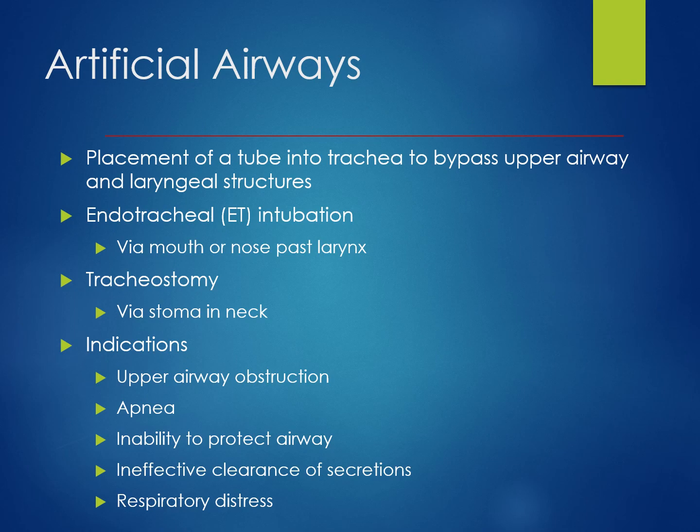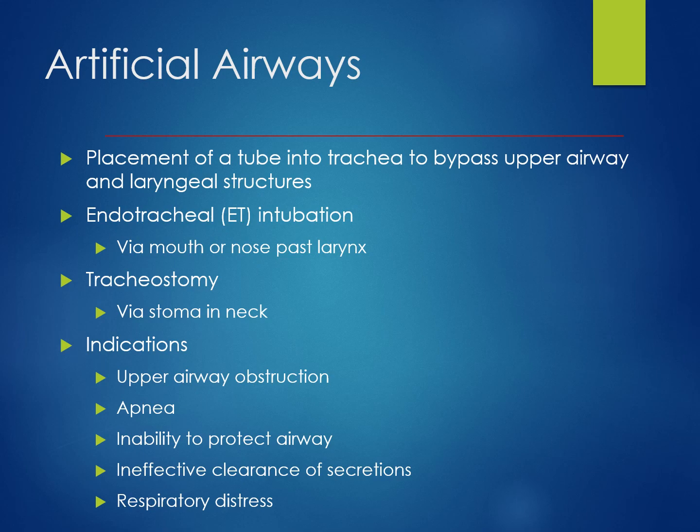So we look at our placement of a tube into the trachea, our ET tube, endotracheal tube. This goes via the mouth or nose, but you're going to typically see it go through the mouth past the larynx. And then a tracheostomy could be done as more permanent. However, tracheostomies can be reversible if for some reason we can't use the mouth. And this is done via the stoma in the neck.